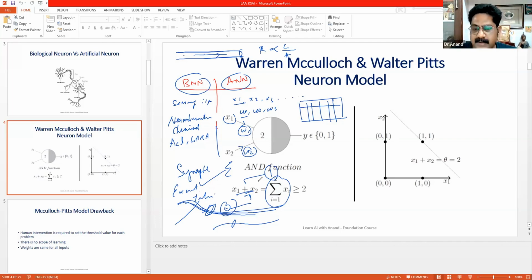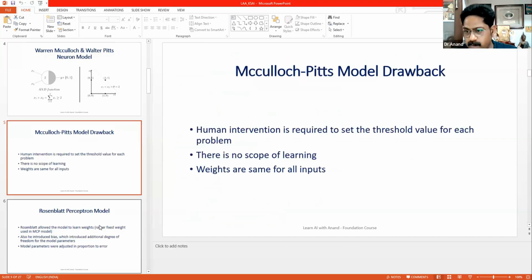Mathematically, initially it was modeled as crossing a threshold or not crossing a threshold. Later on, this hard limit function was changed to a soft limit function, such as the sigmoidal or logistic function. So this is a quick comparison between the biological model and the mathematical model. Now we'll see what are the drawbacks of this McCulloch-Pitts model, and why people did not take it forward.